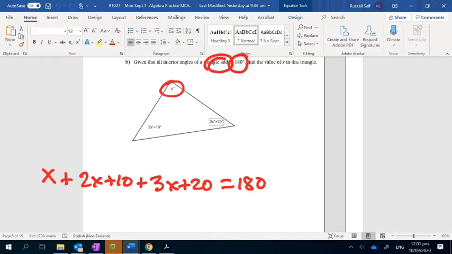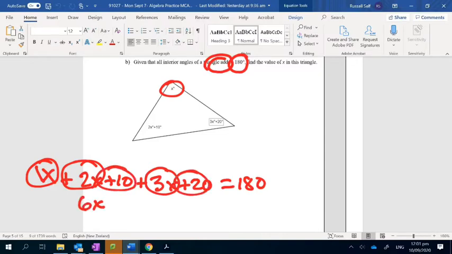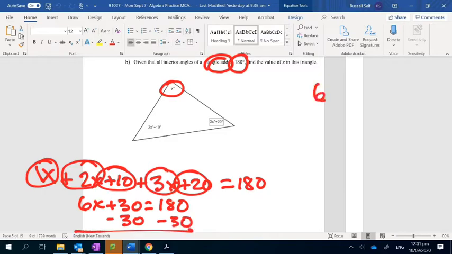Yes. So x plus 2x plus 3x makes what? One of them plus two of them plus three of them makes six of them. 10 plus 20 makes positive 30 equals 180. Now we need to get the x by itself by first what? Subtract the 30 from both sides, which gives us 6x equals 150.